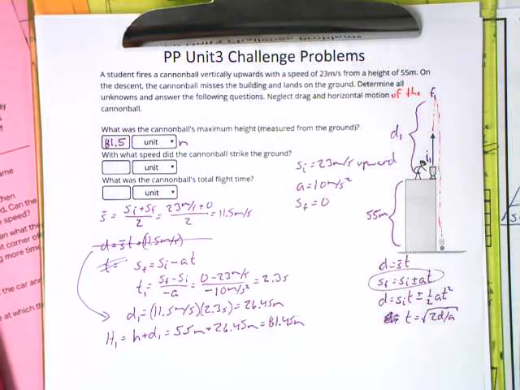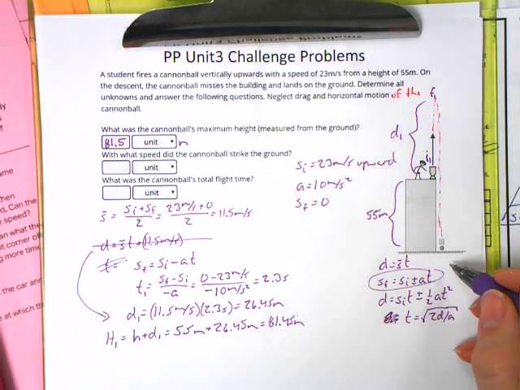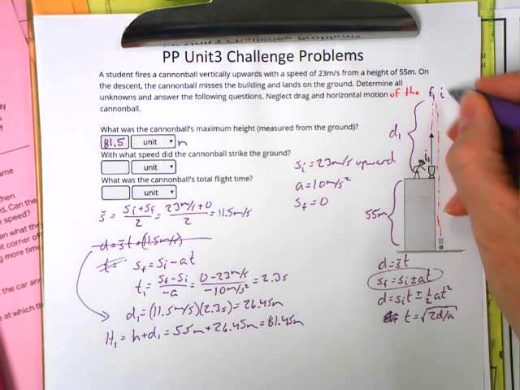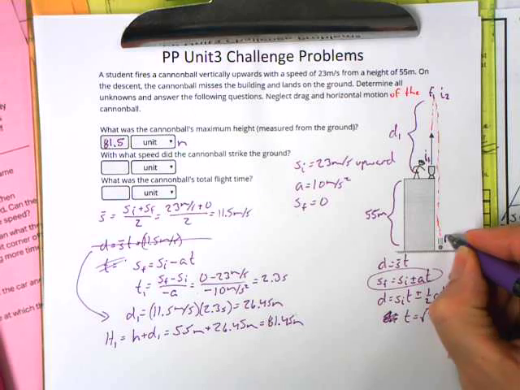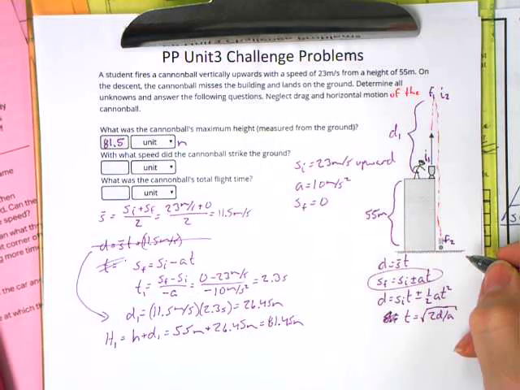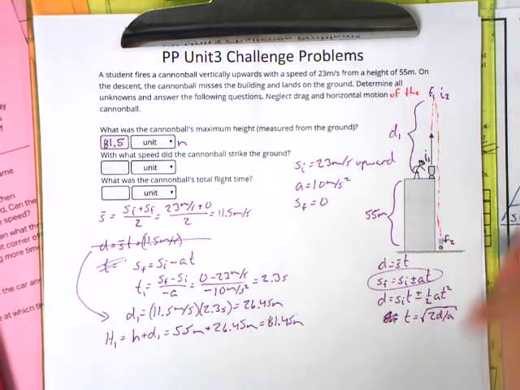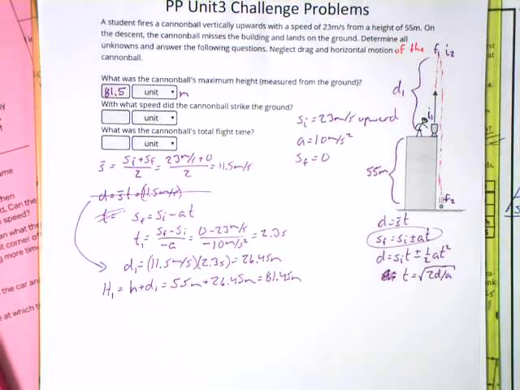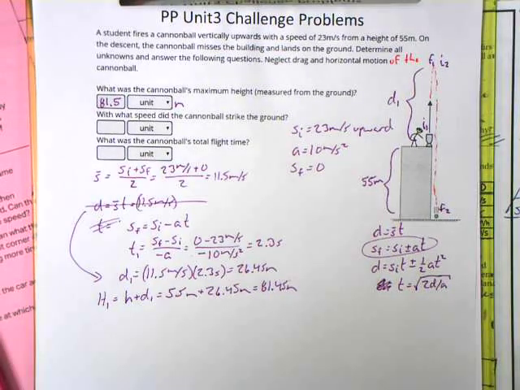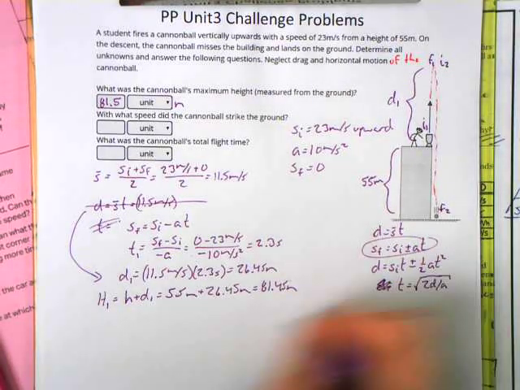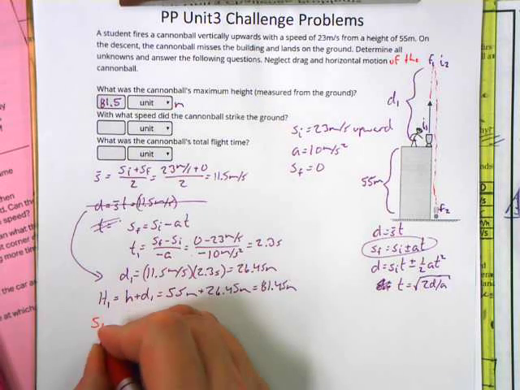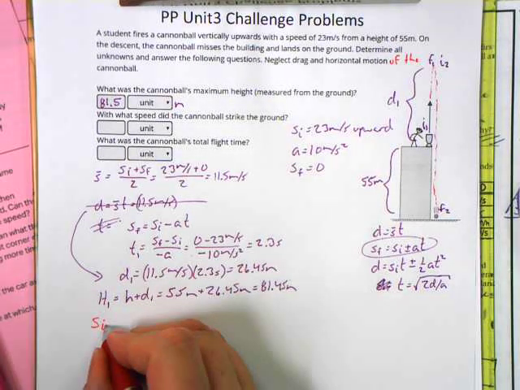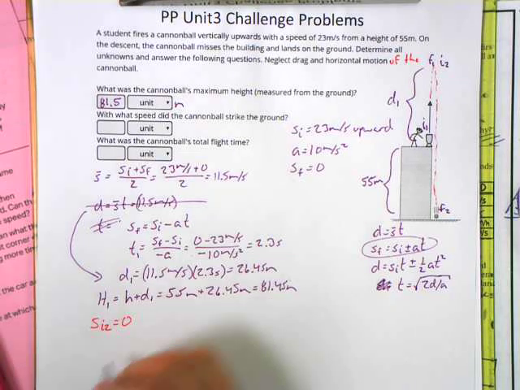With what speed did the cannonball strike the ground? Well, that means we're going to have to now switch to the second part of the problem. So for the second part of the problem, this is my second initial position. This is my second final position. For situation 2, my initial speed, I'm going to switch colors here. S initial for situation 2 is equal to 0.